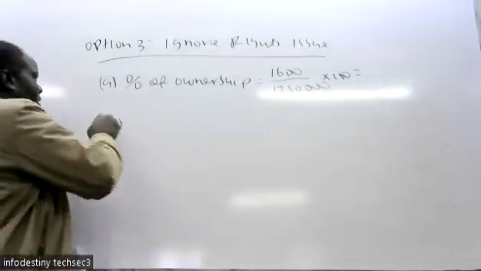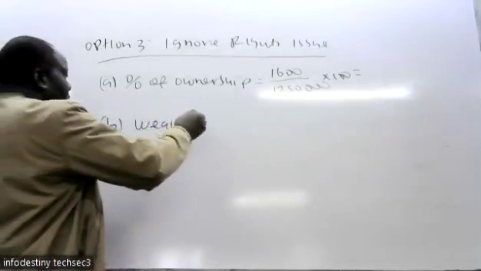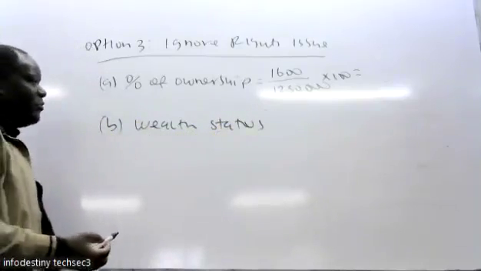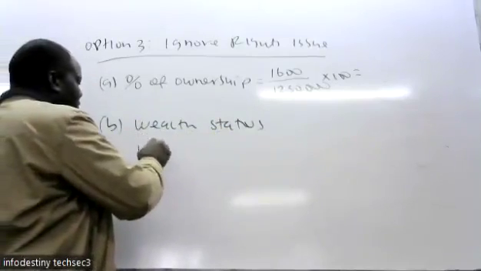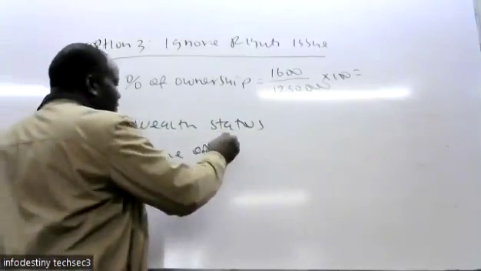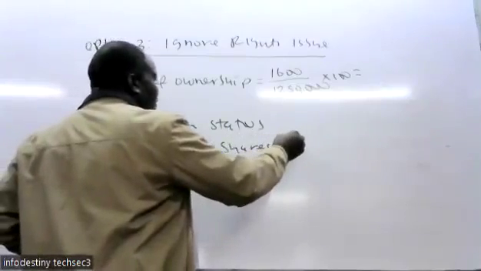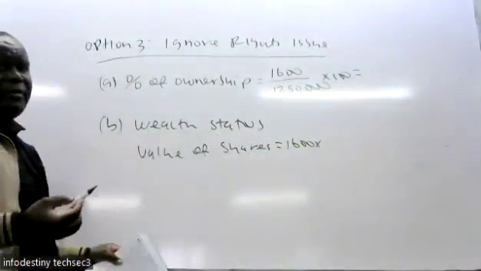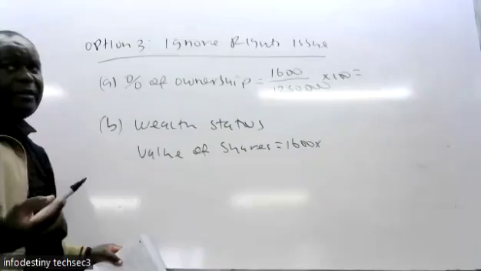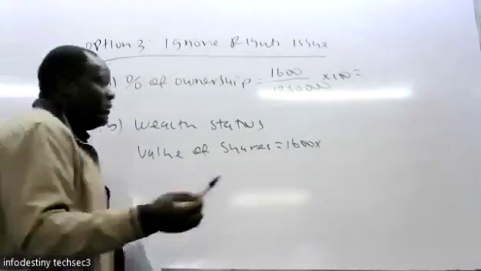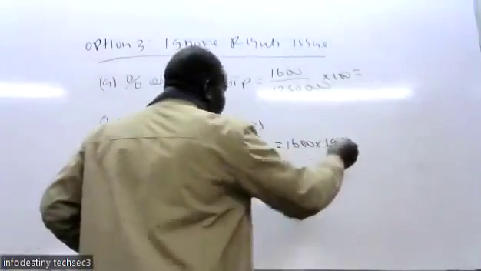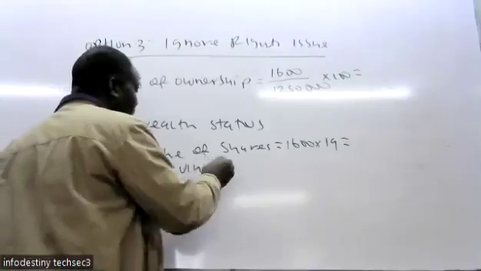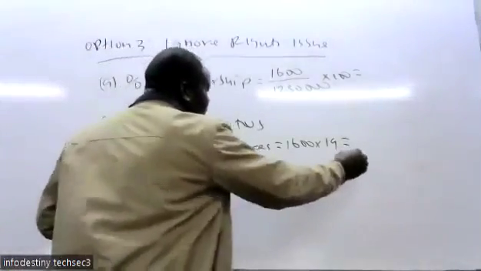Then we also need to get your wealth status. So when you are computing your wealth status, we start with the value of the shares. You have only 1,600 shares. But the 1,600 shares, you value them at the current market, the theoretical exit price, which was 19. Then you also add the savings account, which was 10.